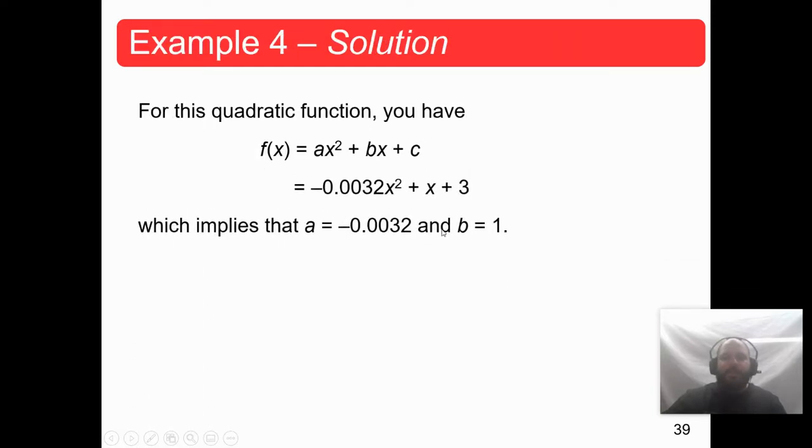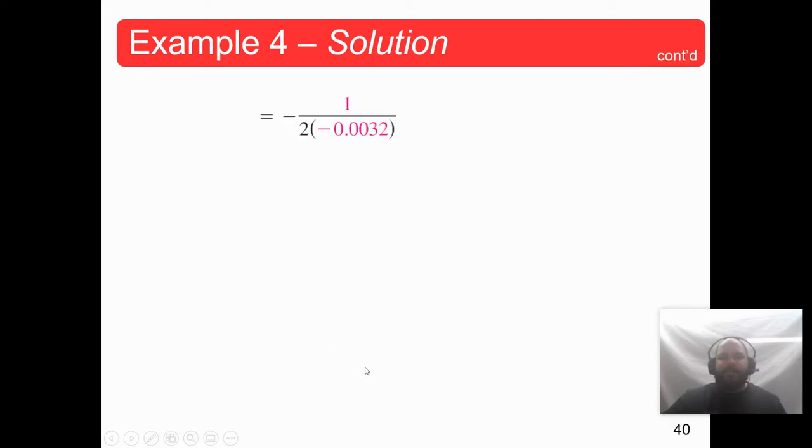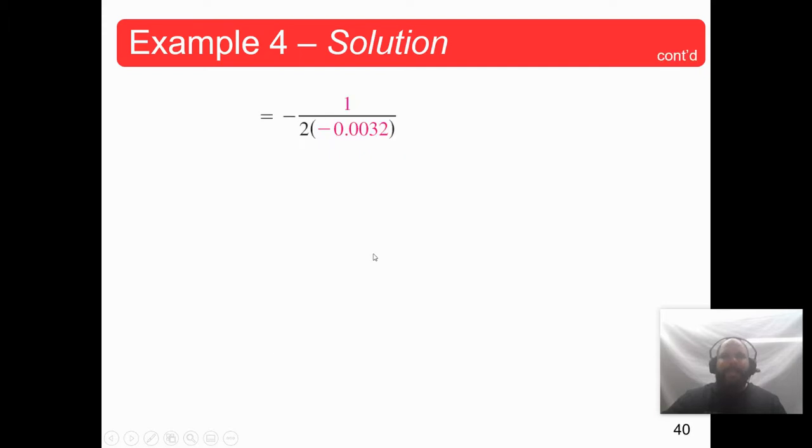So here's the quadratic equation. This is the standard form. This is the one we were given. And you can see that a is -0.0032 and b is 1. So in the formula, we're going to use -b over 2a. Again, this is a formula you learned last year in Algebra 2, and this formula gives us the x value of the vertex. And so when I plug those numbers in, negative 0.0032 for a and 1 for b, I get negative 1 over 2 times negative 0.0032.